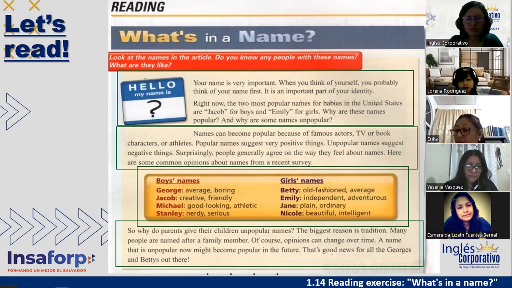What is the meaning of software? I don't know. What is the word? I'm sorry. Surprisingly? No. In the second paragraph. Recent survey. Recent, reciente. Survey. Right? Recent survey. Here are some common opinions about names from a recent survey. Survey, es con B, survey. Es recent survey. Ajá. Recent, reciente, survey es encuesta, una encuesta reciente. Ah, ok. Thank you. You're welcome.